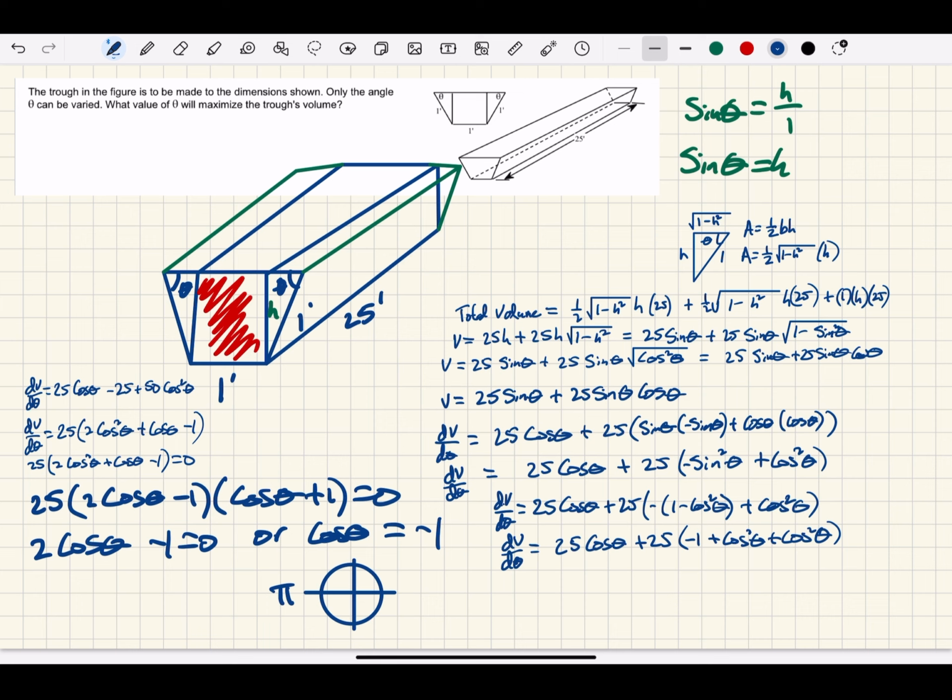So let's look at when 2 cosine theta minus 1 is equal to 0. And we could add 1 to both sides and then divide both sides by 2, and we have cosine theta equal to 1/2. That occurs when theta is pi over 3. So the volume of our trough is maximized when theta is equal to pi over 3.